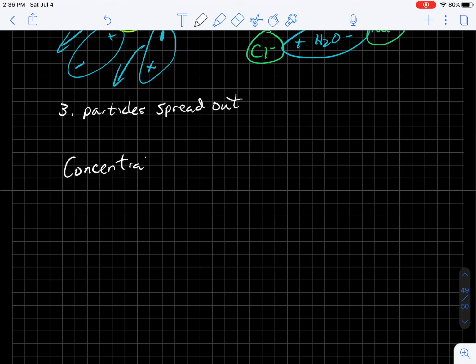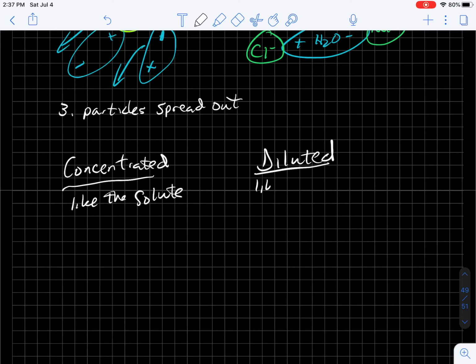So when they talk about solutions, especially in the lab, they talk about its concentration. So we're going to do two terms here: concentrated versus diluted. If the solution is concentrated, when it's concentrated, it means it's more like the solute. And when it's diluted, it's more like the solvent.